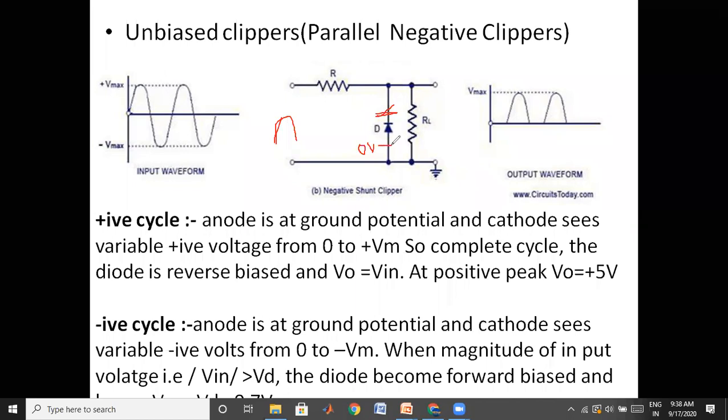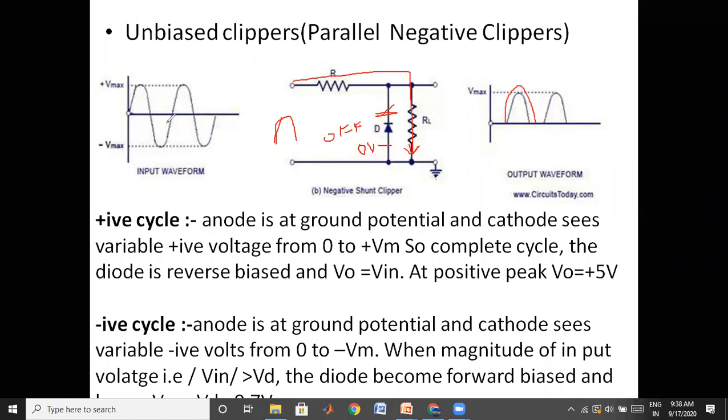Diode is going to act as an open switch. The diode is in the off state, and when it is off, it acts as an open switch. If it is an open switch, the input goes to the output. Therefore, you get the positive cycle at the output terminal.